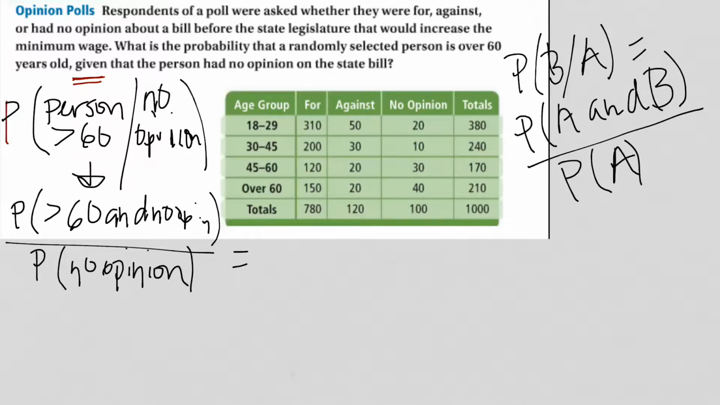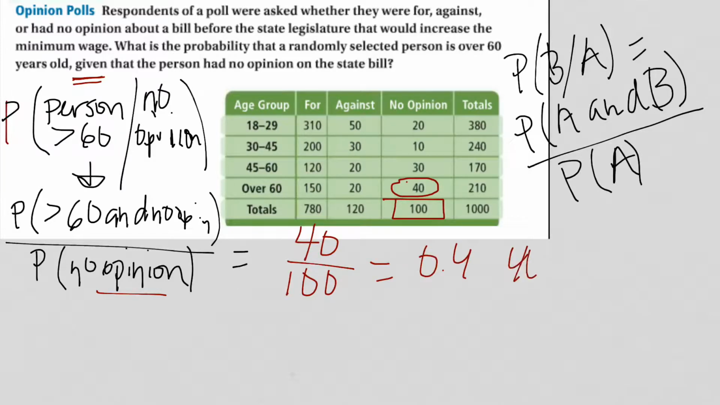Let's look at the columns here. All right, let's find the column where you're over 60 years old and they have no opinion about this bill. I notice it's right here. There are 40 of them. So that's my answer for the numerator of this problem. And then for the bottom part, I want to find out how many of all the people had no opinion, and that's the total of this column of no opinion, which is right here, which is 100. So I have 40 over 100, which is about 0.4, which is about 40% of the people.